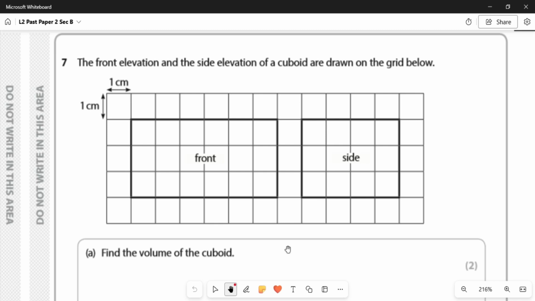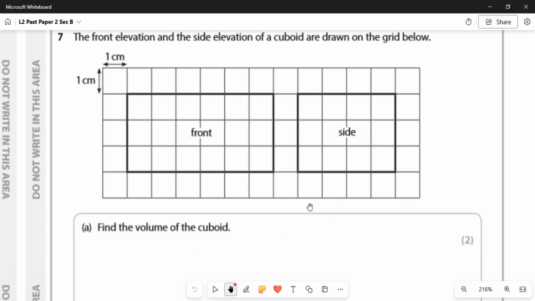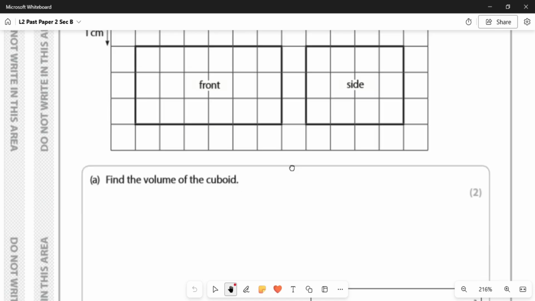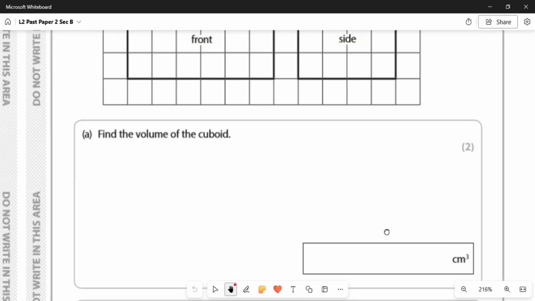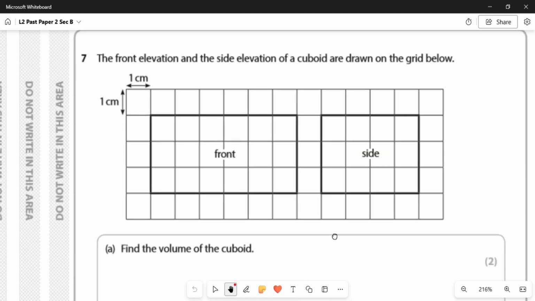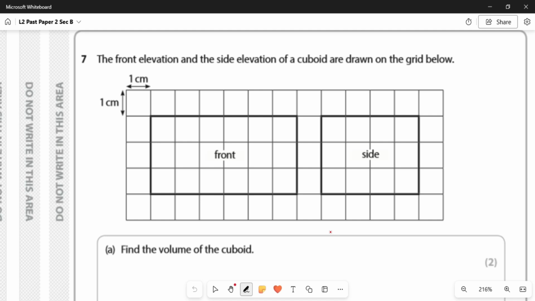Question 7. Front elevation and the side elevation of a cuboid are drawn on the grid below. Okay, so it's 1 centimeter by 1 centimeter for each square. So there's your front and there's the side elevation. Find the volume of the cuboid for part A. 2 marks. So hopefully you should realize what this 3D shape looked like, and it is actually a 3D shape, definitely, because it says it's a cuboid.